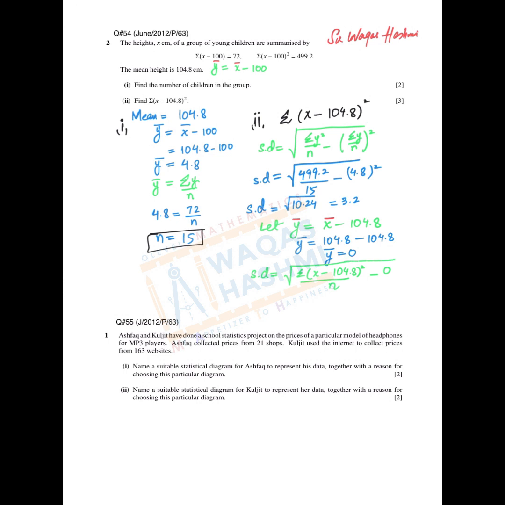The value of standard deviation we have found, and that is 3.2, equal to under root of summation of (x minus 104.8) square, which is what we are looking for, divided by the value of n, 15. Simplify it and you will get the value. By squaring and cross multiplication, you will get summation of (x minus 104.8) whole square equal to 153.6, and that is your answer.